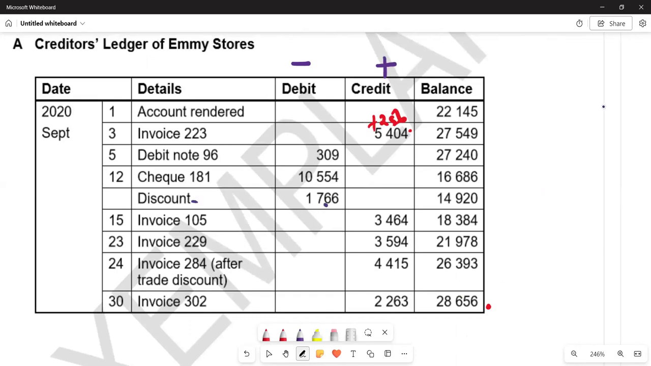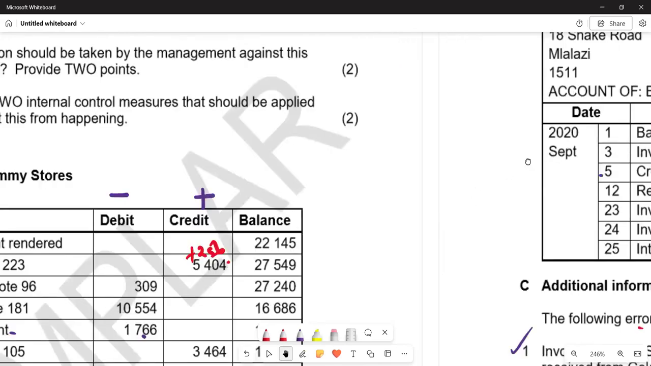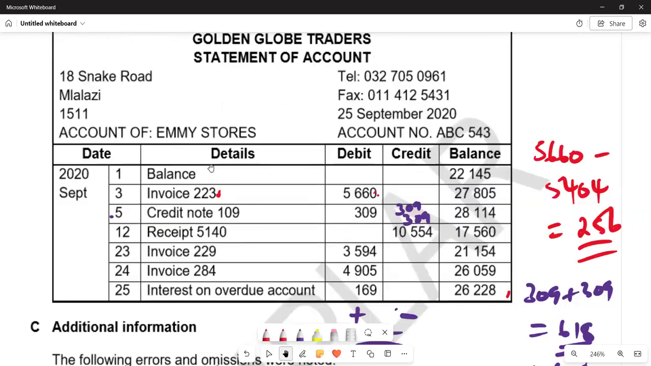Then we go to the statement. On the statement, we are not having the 1,766. So we need to enter it in the reconciliation because it was omitted. In other words, it's an omission on the statement. So we are saying 1,766 is a discount. When it's a discount, it comes on the credit to reduce the amount on the debit that we owe Golden Globe Traders. So it's supposed to come on the credit here as discount.